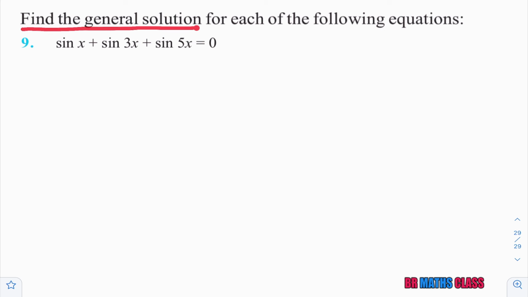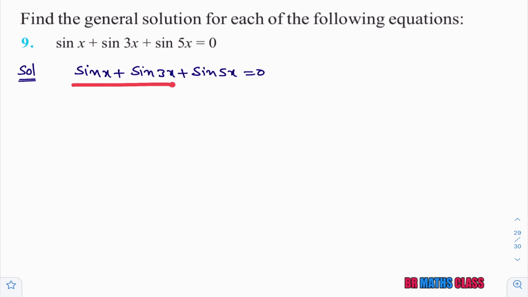Find the general solution for the given trigonometric equation. You observe here, sin x plus sin 3x plus sin 5x equal to 0. First I'll consider the complete given equation. By seeing this equation, you will easily get an idea of the sin C plus sin D formula. To solve this problem, you apply the sin C plus sin D formula for these two terms. This is C, this is D. So I'll rearrange the terms: sin x plus, here I'll write sin 5x plus sin 3x equal to 0.